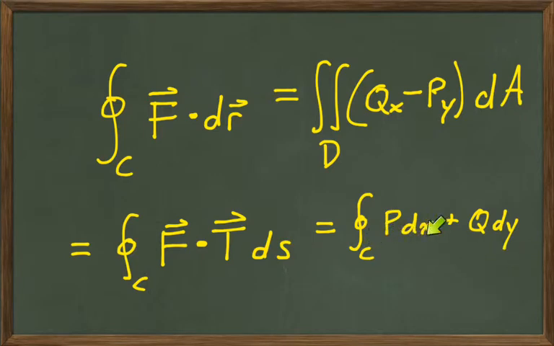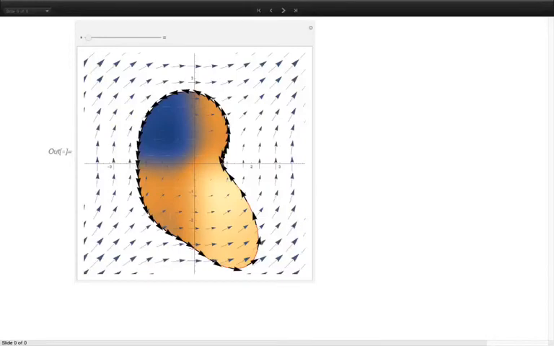I'm just going to go around my curve. I'll integrate P against dx, and I'll add it to Q against dy. You can kind of see the dot product happening there: P, Q, and dx, dy being dotted. So that's well and good.